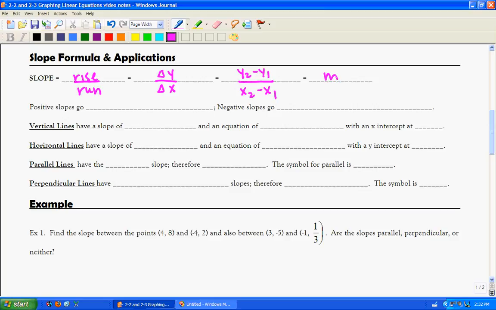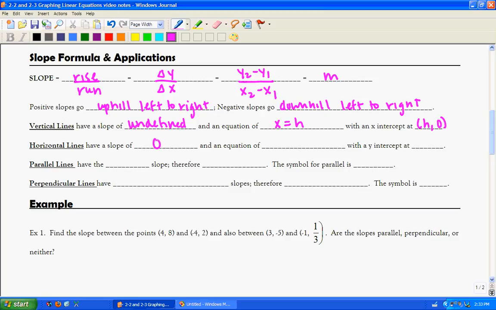So just to go through different things about slope, positive slopes go uphill from left to right, and negative slopes go downhill from left to right. Vertical lines have a slope of undefined, and their equation would be x equals h. There is no y in that, and so you have an x-intercept at (h, 0).